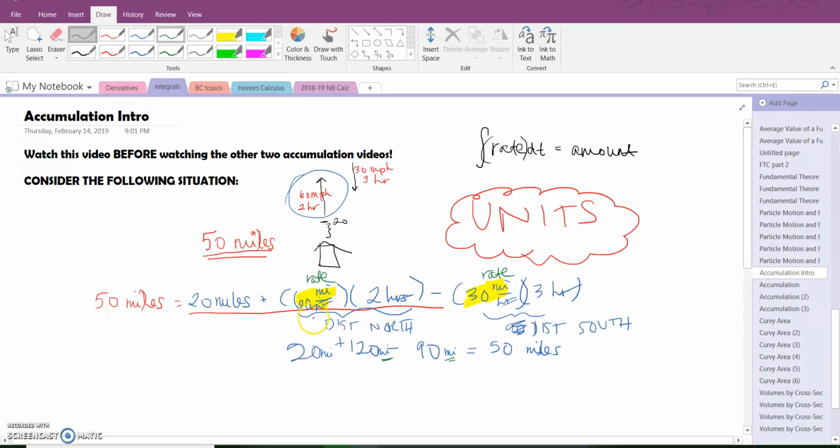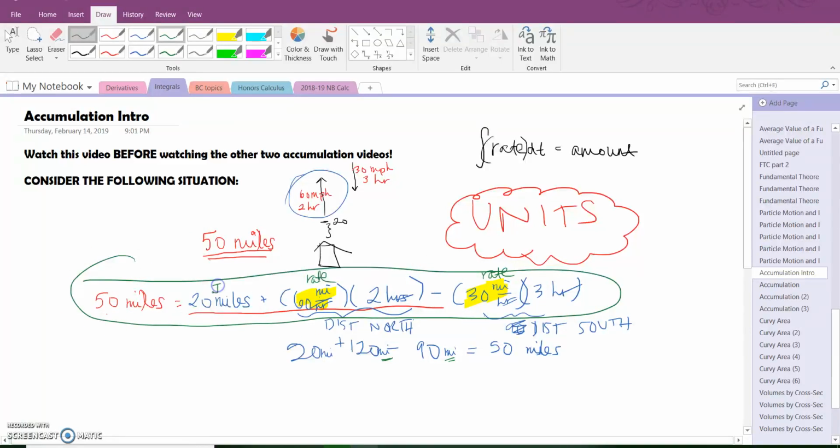You're going to have to be able to do something similar to this. And this is really the whole setup for accumulation. You take your initial condition, you have a rate, and you have another rate. So this is a positive rate, and this is a negative rate. You do stuff with the rates, and then you end up with a final amount. Miles, this is an amount, this is not a rate anymore.